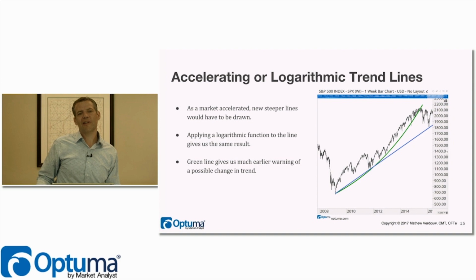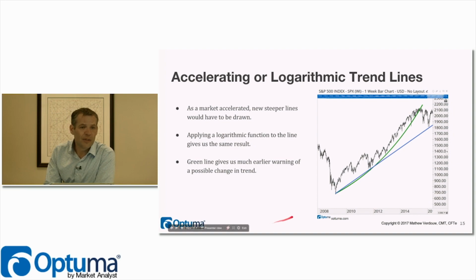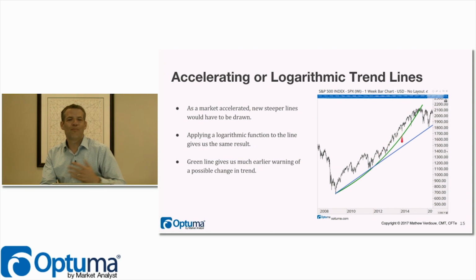Now, you'll see the green line here is curved. Both lines are using the same start and end point. Let me bring my cursor across. So we've got our start point here, obviously for both. Both of them were drawn to this low here, but the green line is logarithmic. And what that does is as price is rising, it's staying closer and closer.